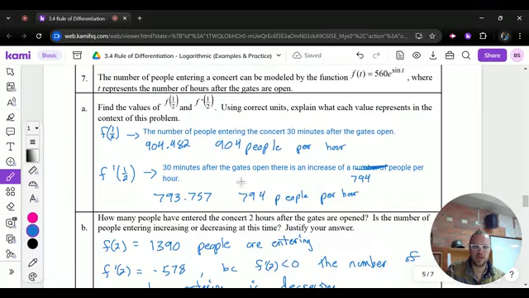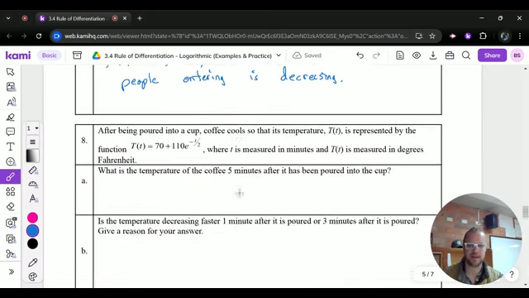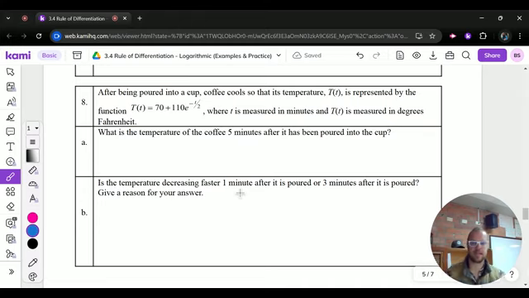Okay. I just realized this question is actually worded wrong too. Now that I look at it, how many people have entered the concert? It should be how many people are entering. Because if we say have entered, that actually requires us to do some integration, and we don't know that yet. So we'll come back to a question like that later. All right, so let's take a look at another one.